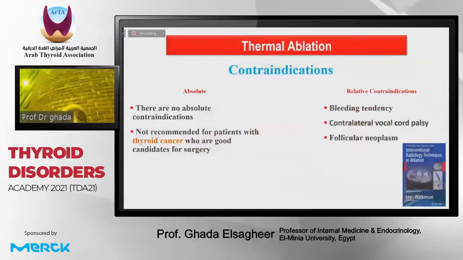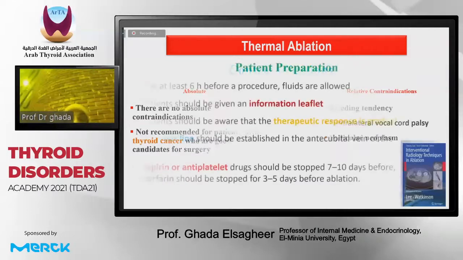What are the contraindications? Actually, there is no absolute contraindication for thyroid thermal ablation, but it is not recommended for patients with thyroid cancer who are good candidates for surgery, because it may hide or slow the progression, which can be misleading for the patient and the physician. Relative contraindications are bleeding tendency, contralateral vocal cord palsy, and follicular neoplasm.